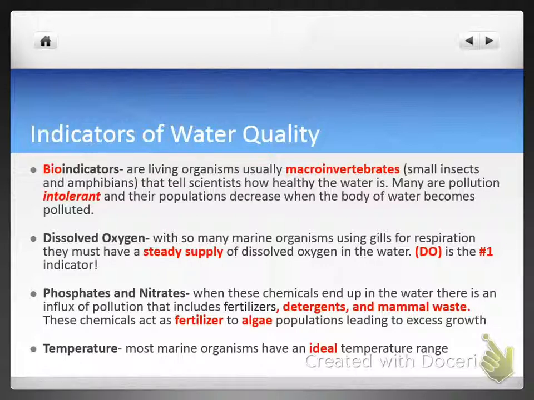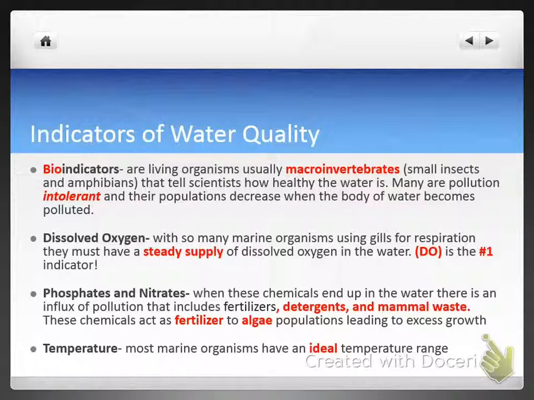Phosphates and nitrates are chemicals that end up in the water because of things like fertilizers, detergents, and mammal poop. They act as a fertilizer to cause the algae to go crazy, and this excess growth leads to what we call eutrophication.